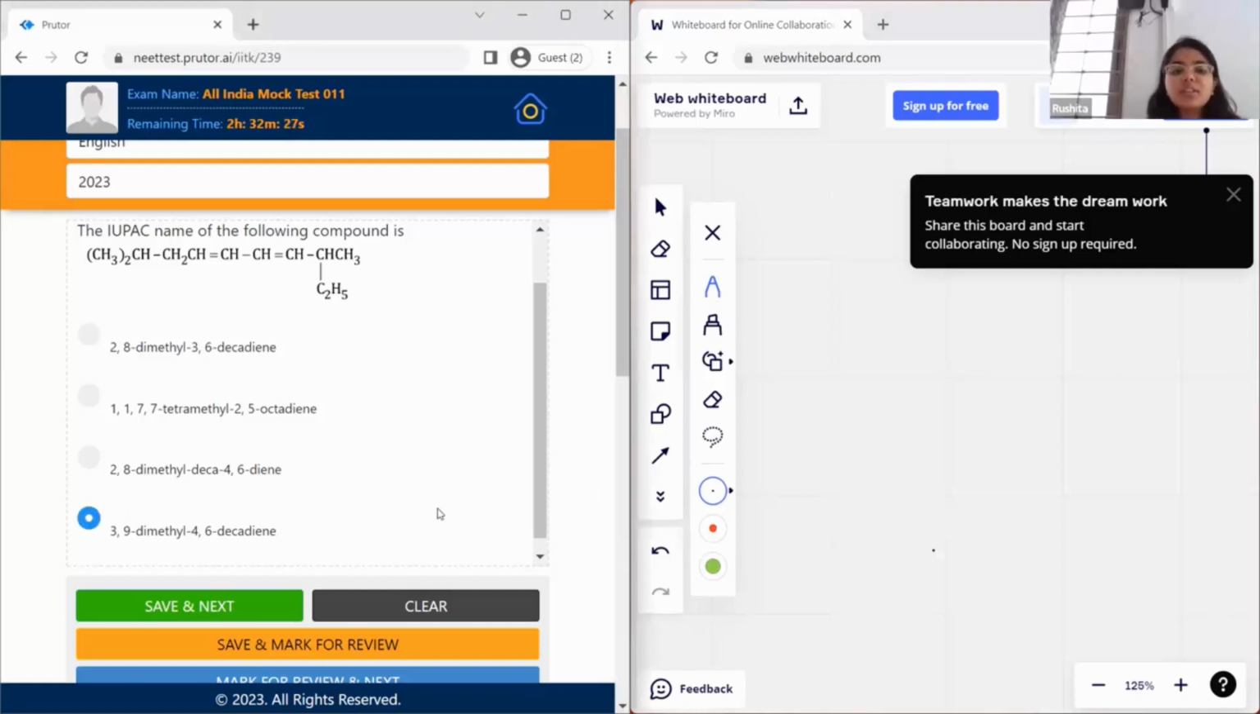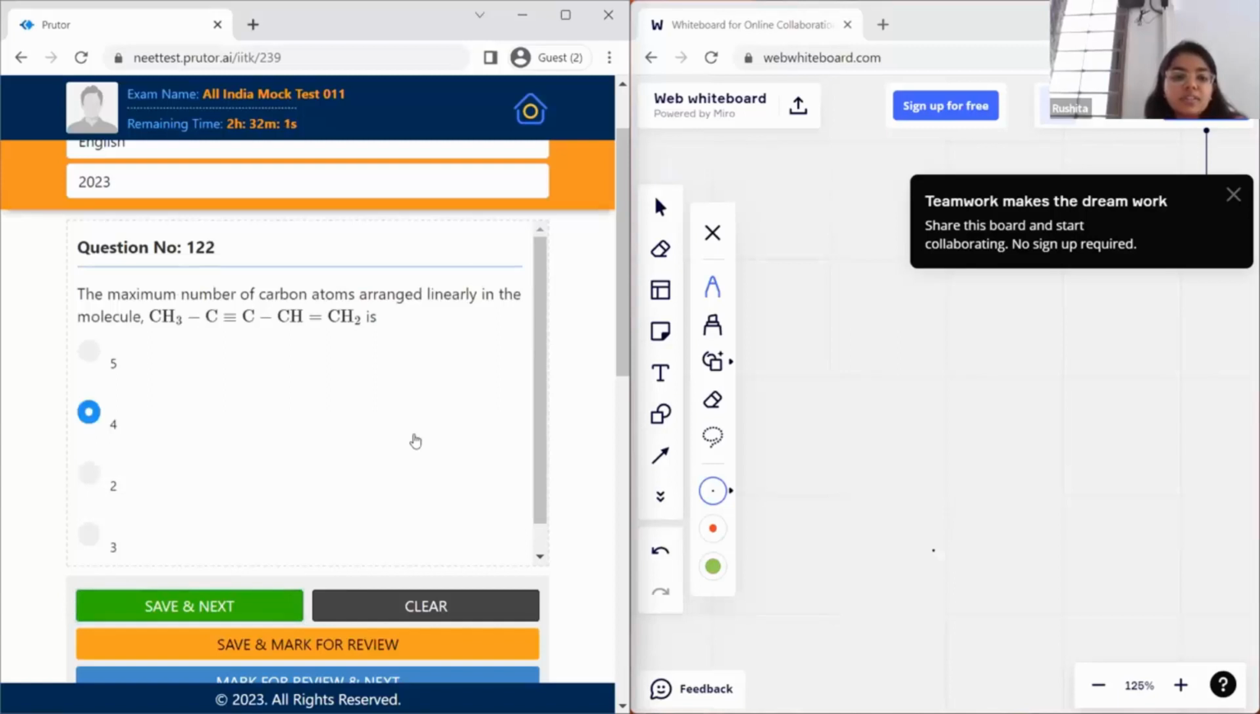You need to know the rules, the priority in the rules: when to consider triple bond, when to consider double bond, when to consider the longest chain. The longest chain rule is the first one. It has the most priority. So the longest number of carbon chain you need to always consider. That way, 2 or 3 options would automatically get eliminated. So it would be easier for you.